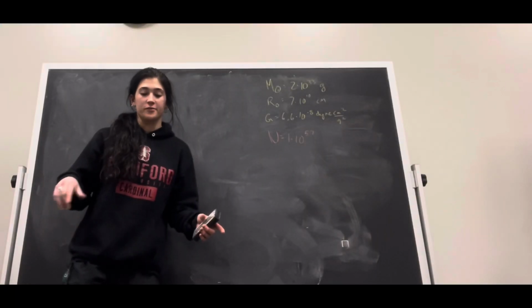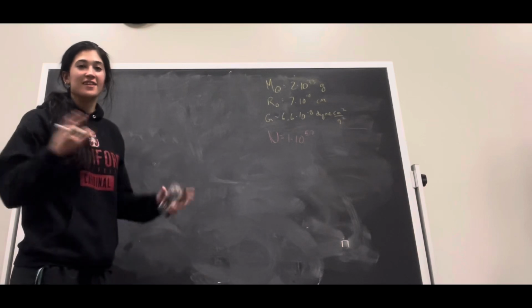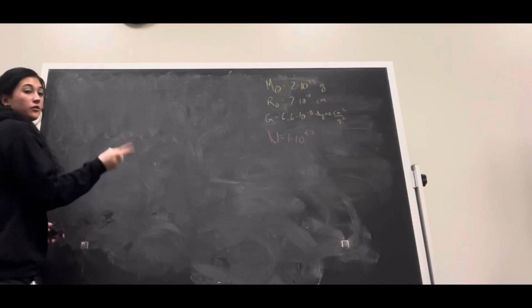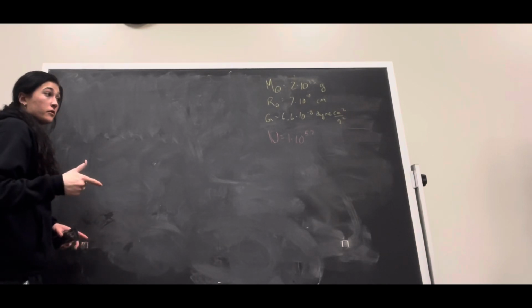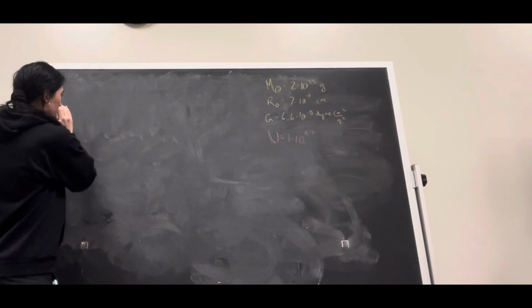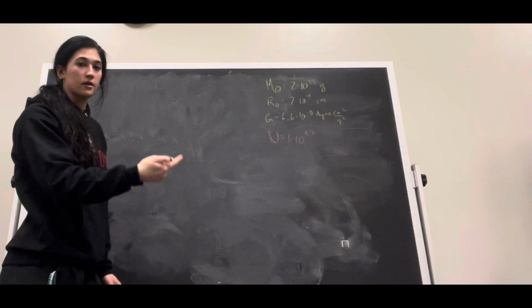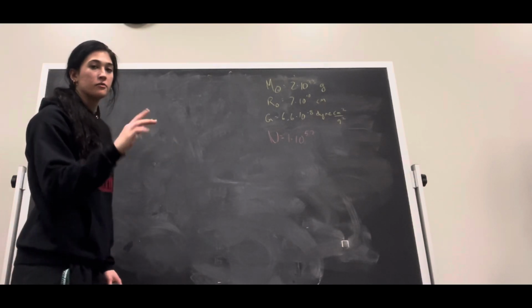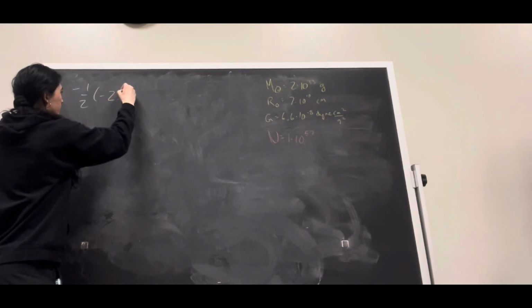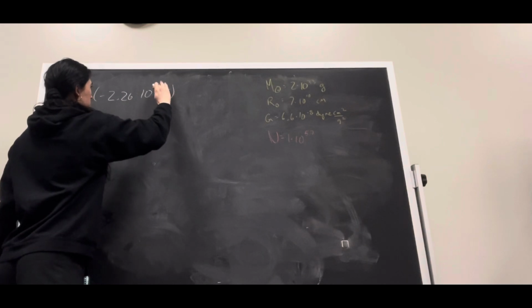The next thing we want to do is estimate the thermal energy in the interior of the sun, which is kind of crazy that we can predict that. Anyways, so it tells us to do this using the Virial theorem, which states to assume that our thermal energy is going to be negative 1/2 times our potential energy, which we calculated earlier. So it's going to be negative 1/2 times negative 2.26 times 10 to the 41 joules.